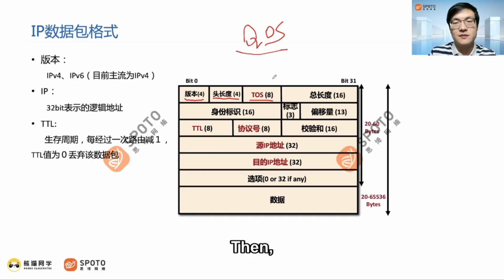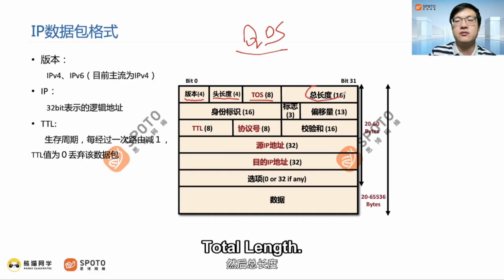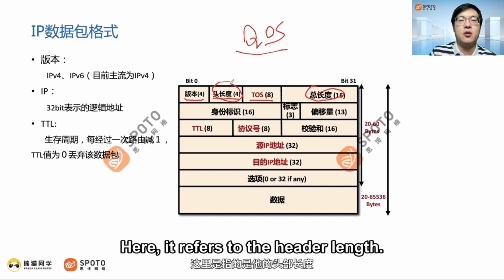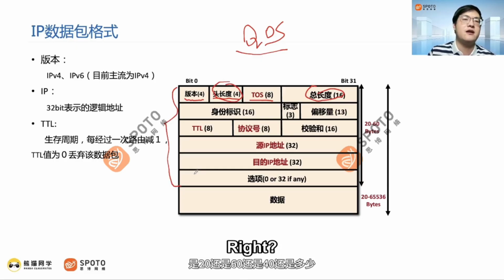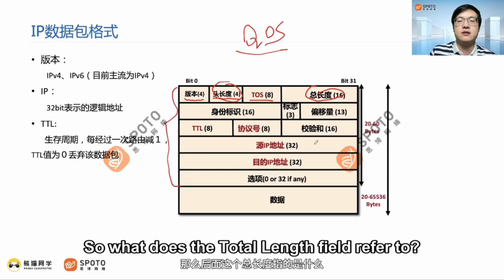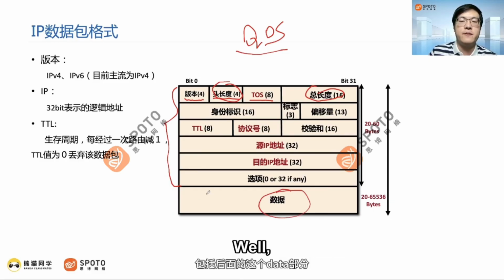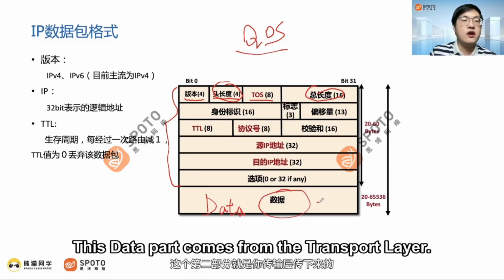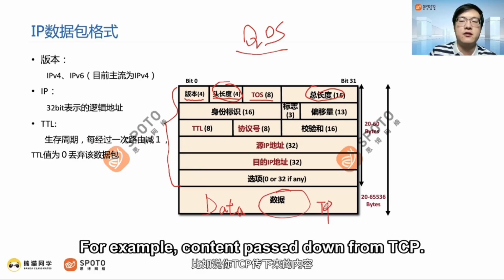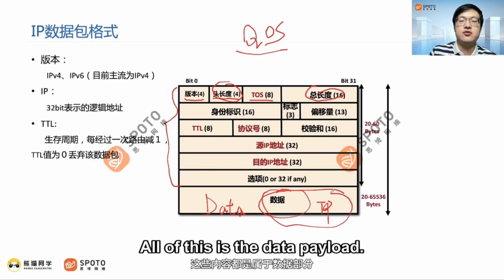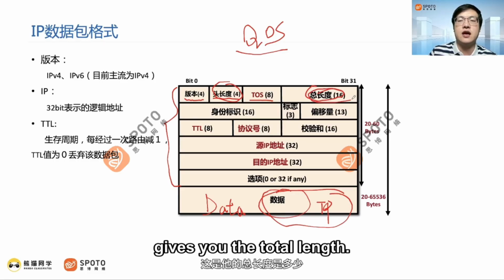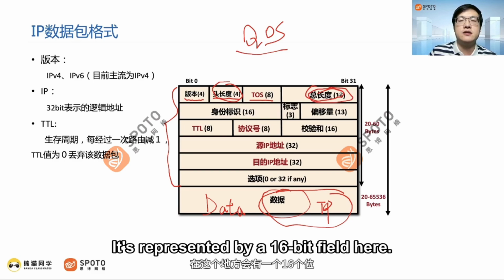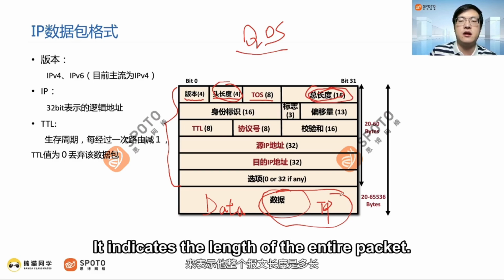Then, total length. Here, it doesn't refer only to the header length, whether the header is 20, 60, 40, or something else. So what does the total length field refer to? It includes the data part. This data part comes from the transport layer, the content passed down. All of this is the data payload. Adding this data part plus the header gives you the total length. It's represented by a 16-bit field, and it indicates the length of the entire packet.